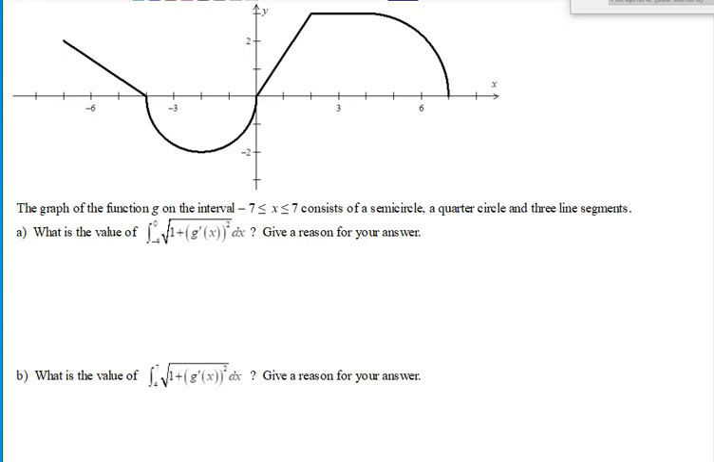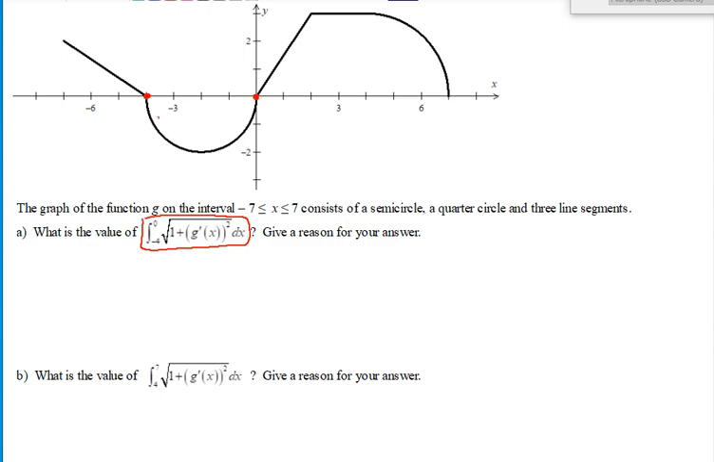You could try to figure out g of x. It's not that bad. G, from -4 to 0, is the semicircle. You could just derive the formula for this semicircle looking at the center and the radius, and then find the derivative of that, plug it in here, and then integrate that from -4 to 0. You could do that, or you could realize, wait, what does this whole integral really represent? It really just represents the arc length from -4 to 0.